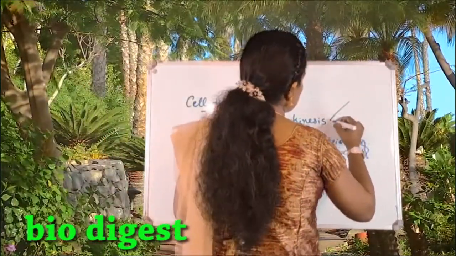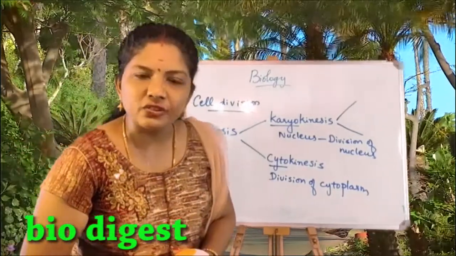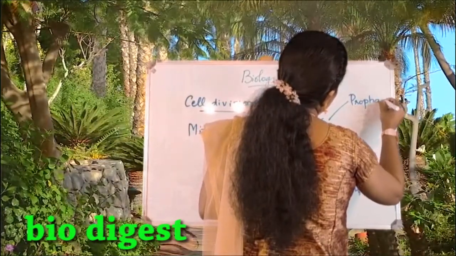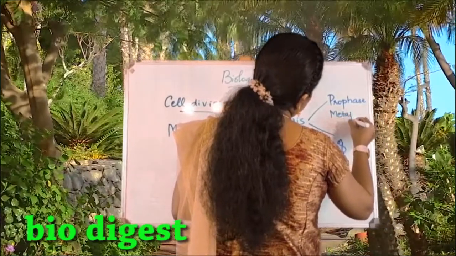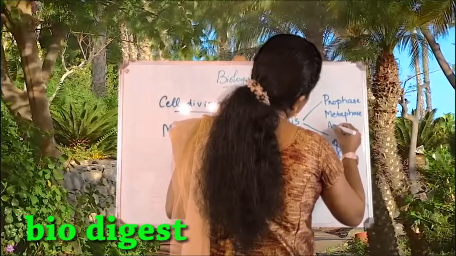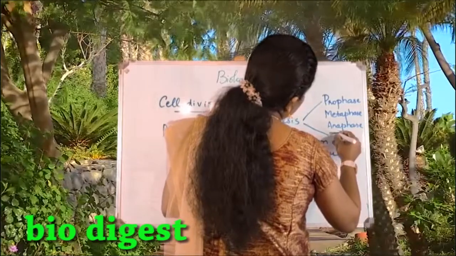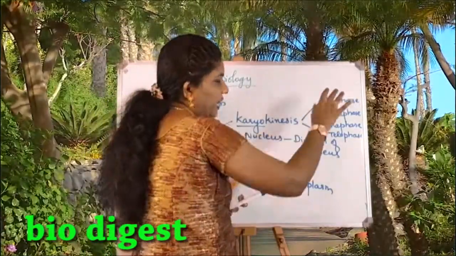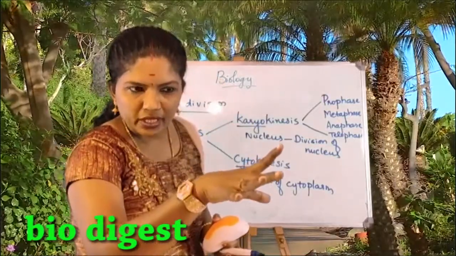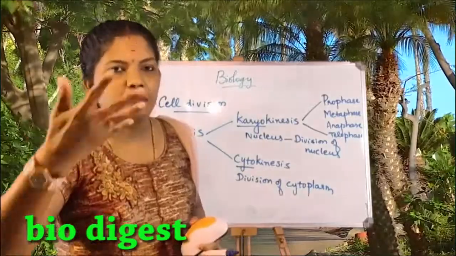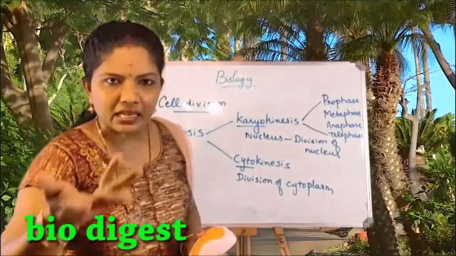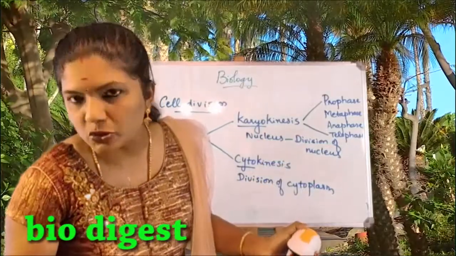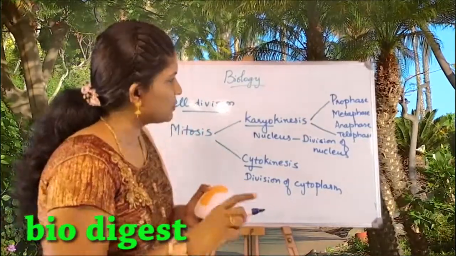Karyokinesis is again divided into 4 stages. What are they? Prophase, Metaphase, Anaphase and Telophase. When the nucleus is undergoing prophase, some changes will be happening to the nucleus. Again, when it enters metaphase, some other changes will be noticed. Then anaphase means other changes, and telophase means other changes, and finally it will result in the division of the nucleus into 2. We will be seeing that in detail in this video.